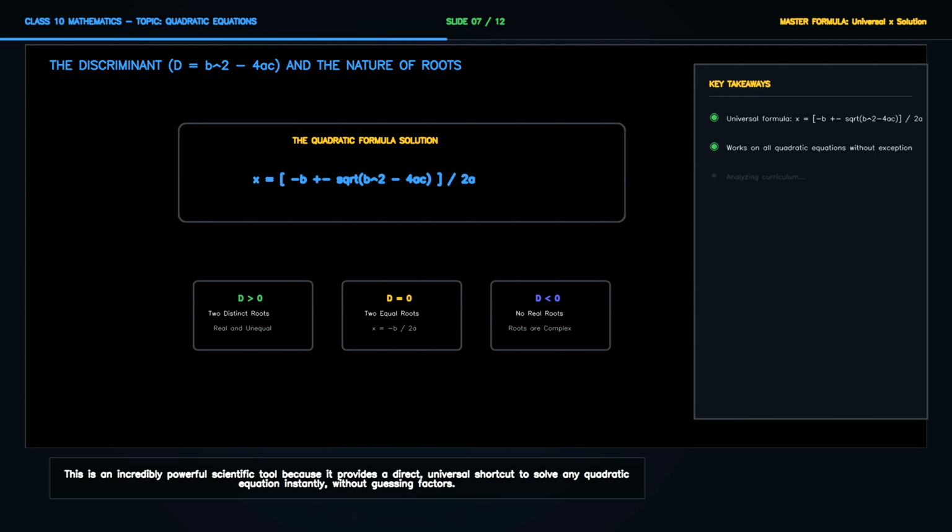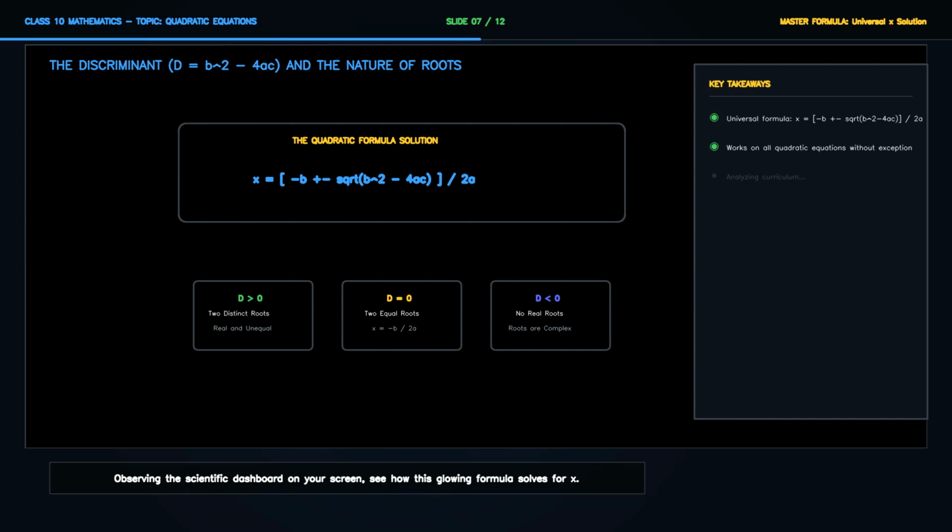This is an incredibly powerful scientific tool because it provides a direct, universal shortcut to solve any quadratic equation instantly, without guessing factors. Observing the scientific dashboard on your screen, see how this glowing formula solves for x. By simply substituting the numerical values of the coefficients a, b, and c, we extract both roots. This formula is pre-programmed into flight computers, financial spreadsheets, and physics engines globally.